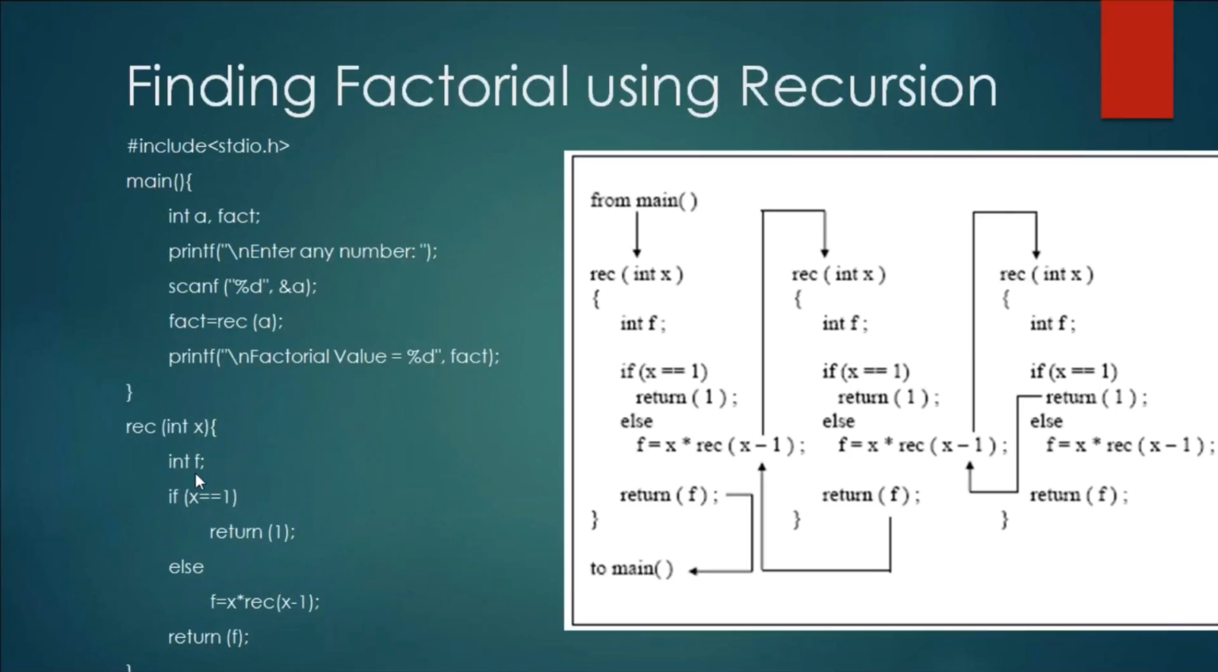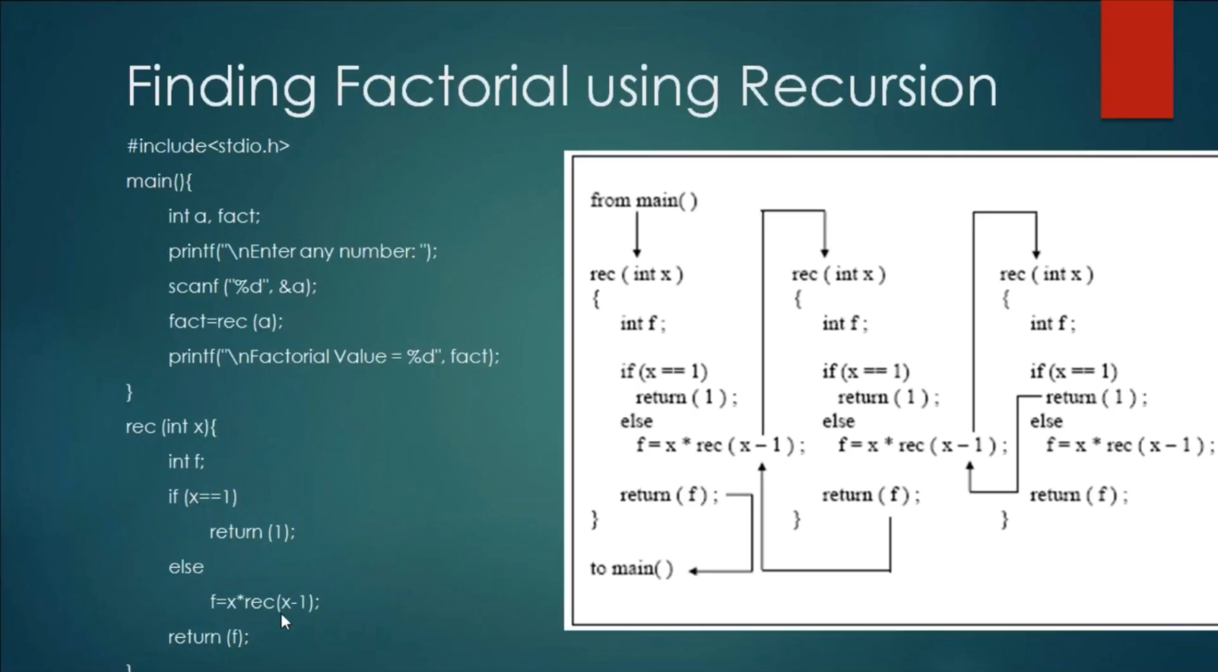Then we are using f to hold the factorial value. Then we are checking if x is 1, then we are returning from this place itself with value 1. Else we are saying f = x * rec(x - 1), which means we are calling the same function again by decrementing the value of x. So the call will again go back to the start of this function and will assign 2 to x. Then again this statement will be executed.